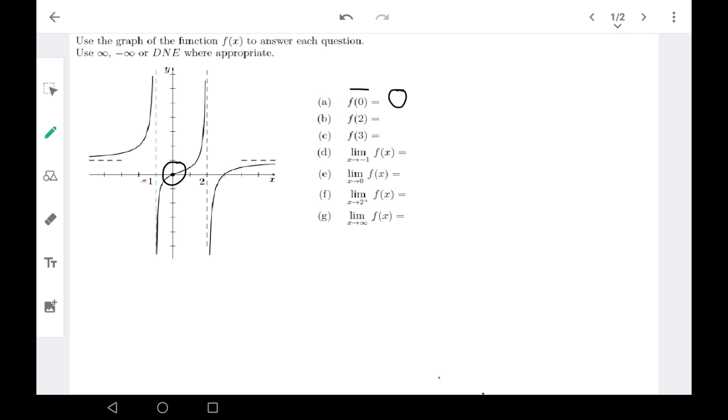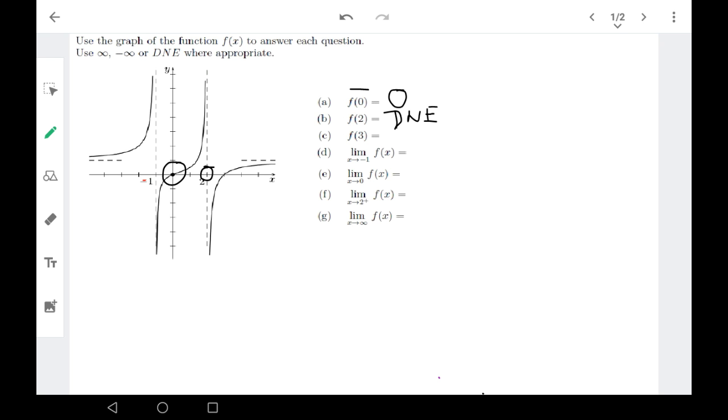Now, let's move on to what is the y value when x equals 2? That's what it's asking here for B, right? So what we have here is an asymptote at that x value. That means that we don't have a y value there because my graph will never touch x equals 2. So that means that here the y value does not exist. Does not exist, or is undefined, right?